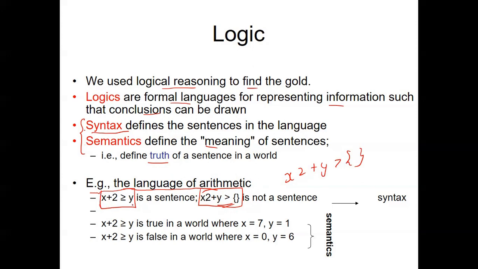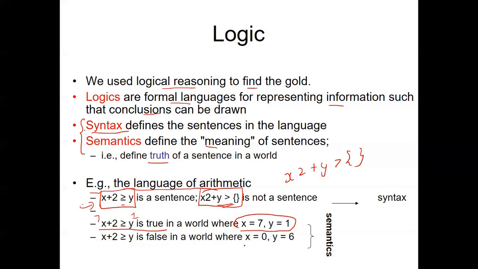Whereas x plus 2 greater than or equal to y, this is a sentence. Now in some world this sentence will be true, and in some world this sentence will be false. For example, this sentence is true in the world where x equal to 7 and y equal to 1. If x is 7 and y is 1, this sentence is true because 9 greater than or equal to 1 is true.